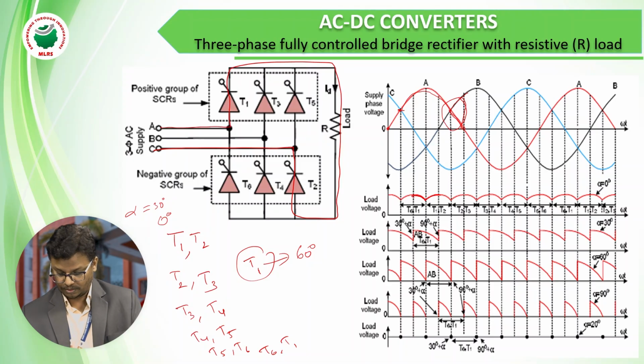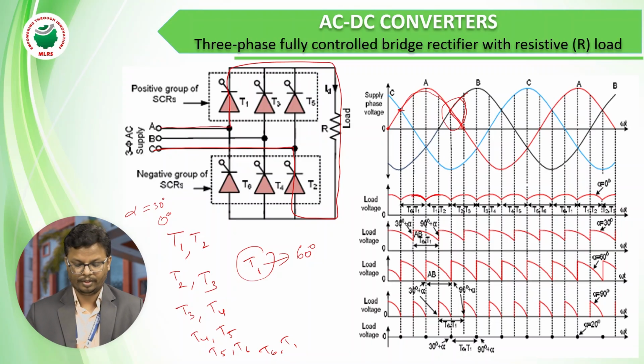Here we are varying the pulses. In the second waveform we can observe that we have fired at 30 plus alpha, and after that the load voltage. Slowly we are changing the alpha angle, so we can observe the different waveforms with varying firing angle. So this is the operation of the three-phase circuit and its waveforms.